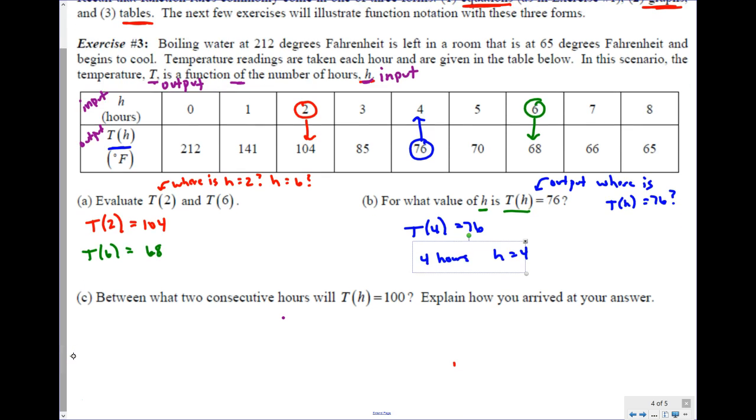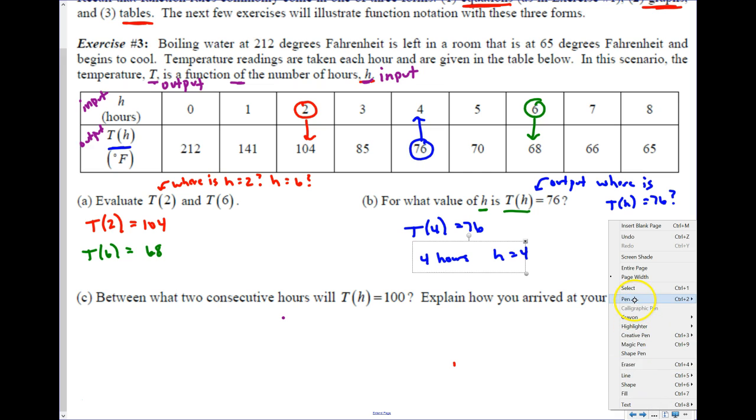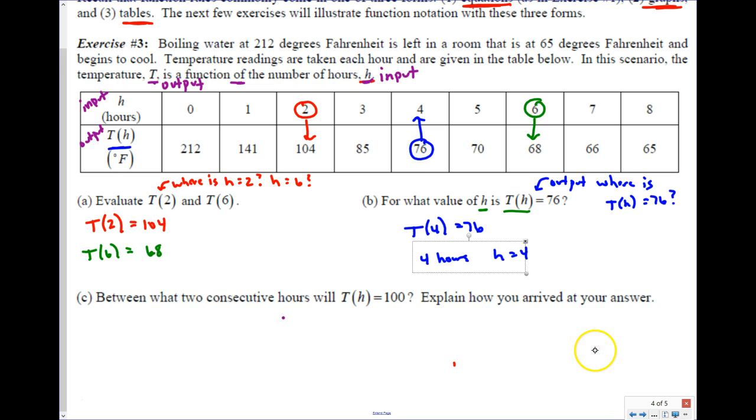Letter C, between what two consecutive hours will t of h equal 100? I'm thinking, well, t of h equals 100. That's a lot like the problem where t of h equals 76. So I'm going to look at my table. Is this 100? Is this 100? Is this 100? Do I see 100 listed in my table at all? No. T of 100 doesn't show up. But the question says between what two consecutive hours? Consecutive means in a row. So what 2 hours will t of h be 100?